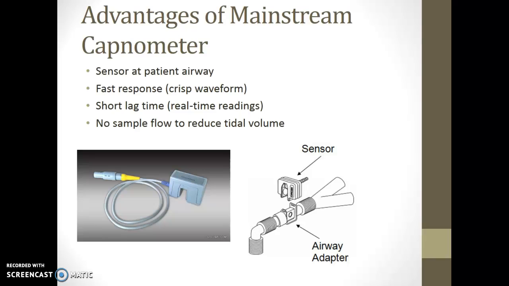As you'll see in a minute with our side stream capnometer, they do have to take a little bit of flow from the ventilator to draw up that little tubing that's going to the machine. Also, as we'll talk about in a minute, our side stream capnometer doesn't show real-time readings. It has some lag time, whereas with the mainstream capnometer, what you're seeing on the monitor is what's happening at that moment with that patient.